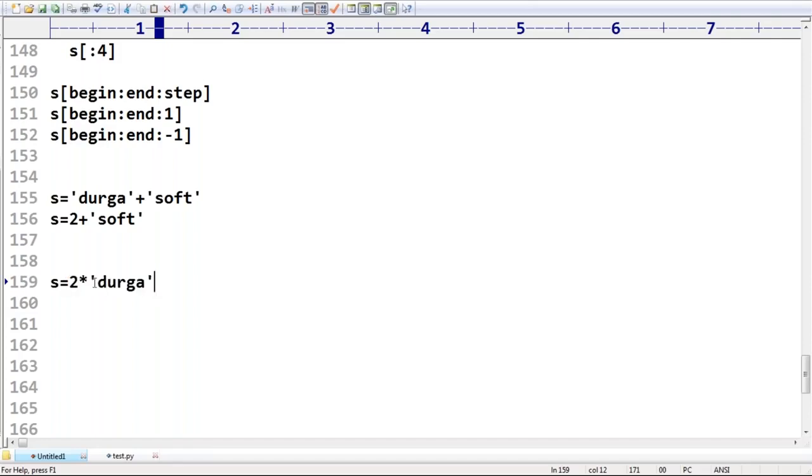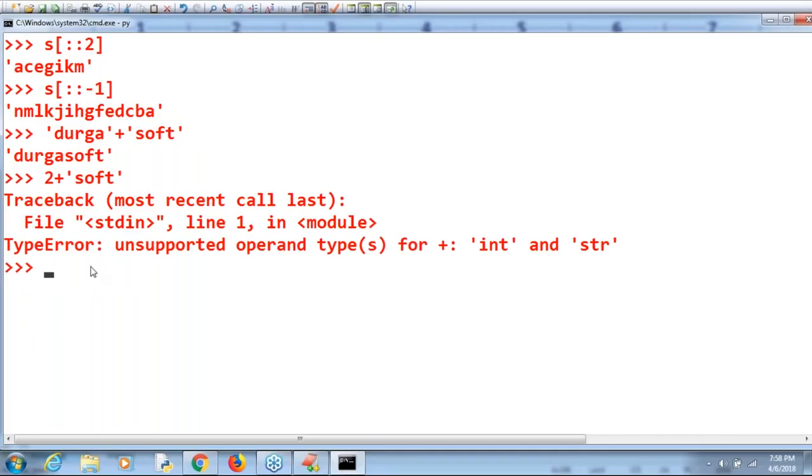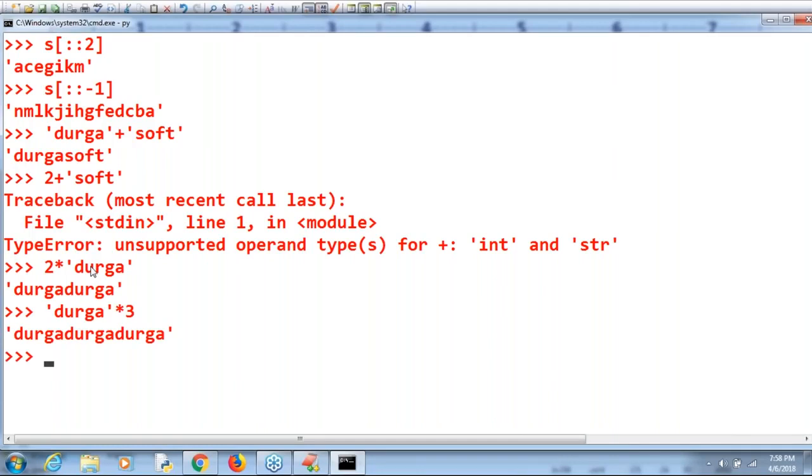Please consider Durga 2 times. It's going to work. Perfectly valid, the multiplication operator. Here 2 into Durga is itself valid. If you want Durga into 3, yes, Durga is going to be considered 3 times, no problem at all. 3 times Durga. This thing is nothing but the repetition operator.